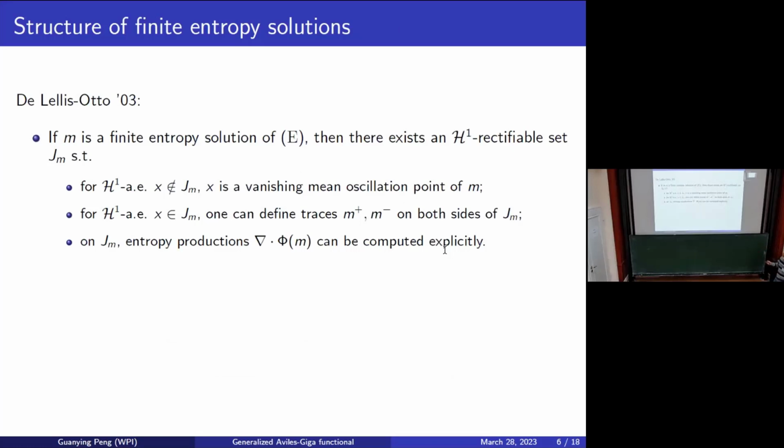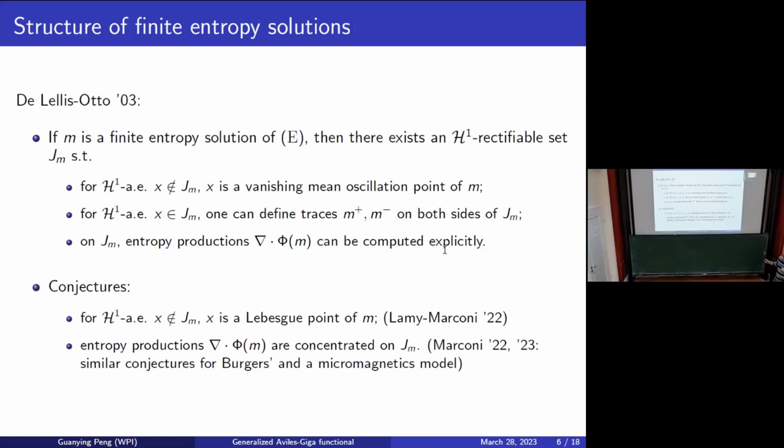Essentially, they showed that for a finite entropy solution of the Eikonal equation, there exists a 1D jump set, and one can define traces on the jump set, and entropy productions can be calculated explicitly using a formula that is similar to the BV chain rule. And then away from the jump set, we have vanishing mean oscillation points of M. They conjectured that the first and the third points can be improved to Lebesgue points. This is as Xavier talked about in his earlier talk. So they made significant progress towards this conjecture.